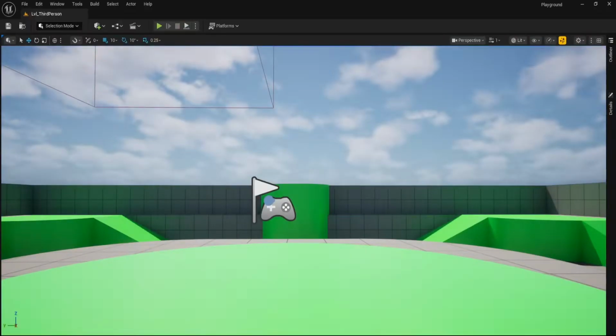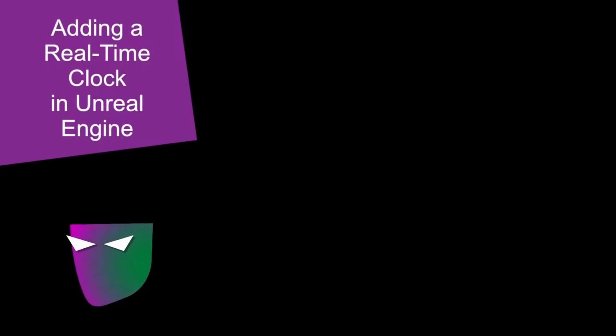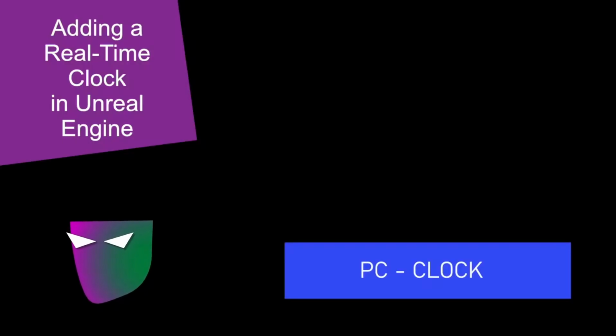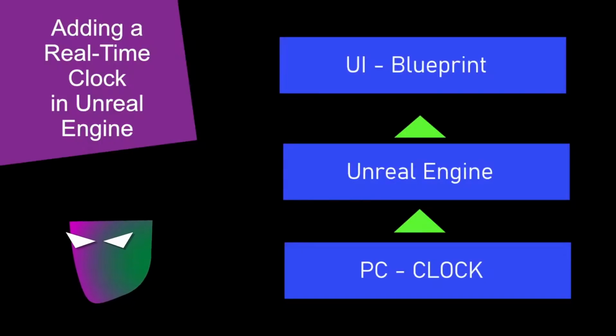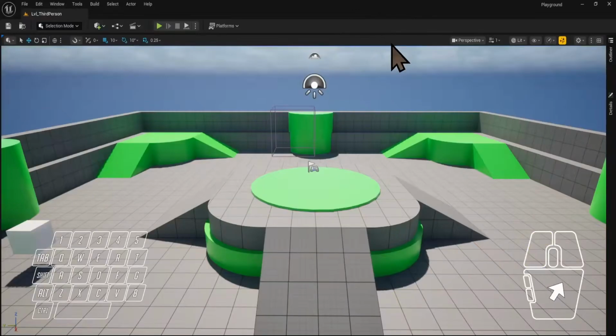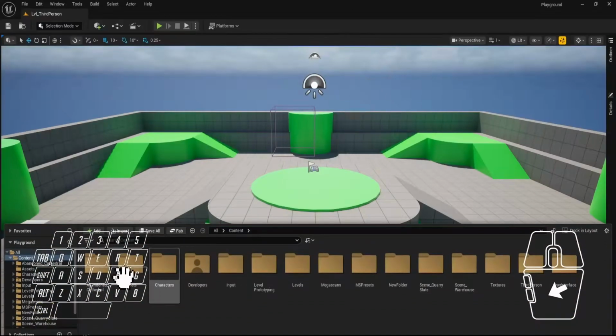So when you press play in the editor, you basically have this third person character that is able to move around. Now, the concept is this simple. We're going to get the PC clock and timing. We're going to get that information and put it in Unreal Engine. And then we want to update a blueprint that is a UI inside of Unreal Engine. And that's all you need to get a working clock inside of UE.